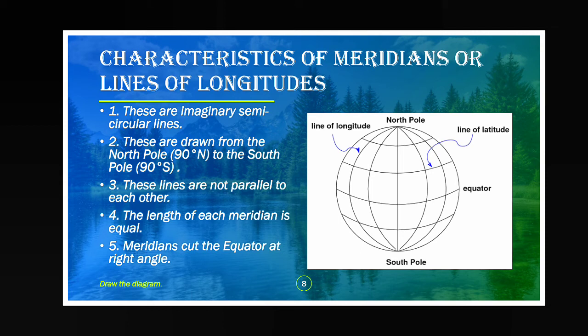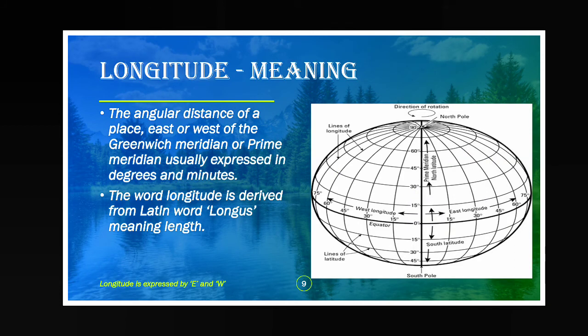But meridians cut the equator at right angle. If you see that here the equator is present, and when this meridian passes through the equator, it is creating what type of angle? That is a right angle. And here you have to draw the diagram also. In maths you have already read about the right angle, so you have to draw the diagram, and this is the class note. Next, longitude.